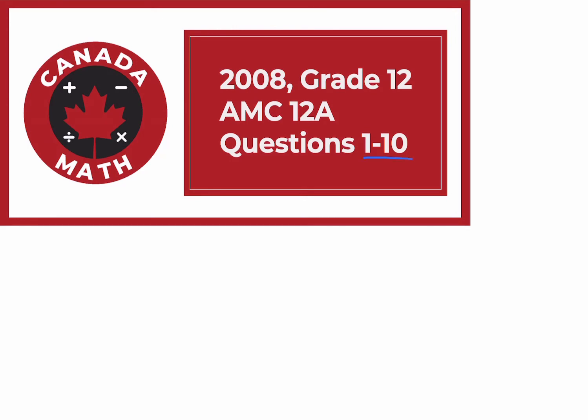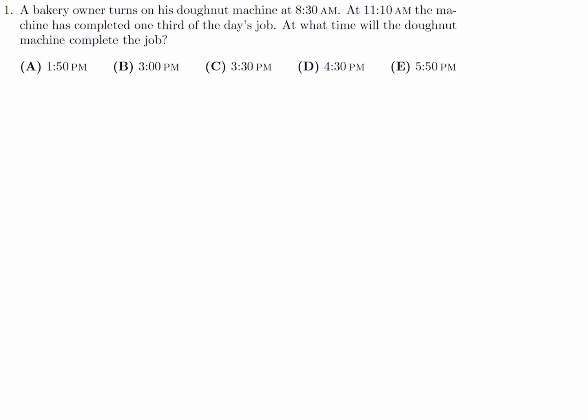Questions 1 through 10 on the 2008 Grade 12 AMC 12A. A bakery owner turns on his donut machine at 8:30 a.m. At 11:10 a.m., the machine has completed 1/3 of the day's job. At what time will the donut machine complete the job?